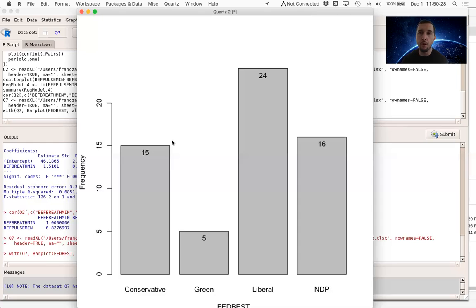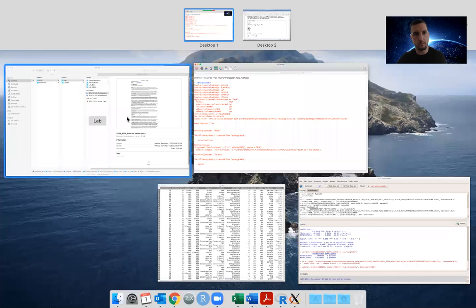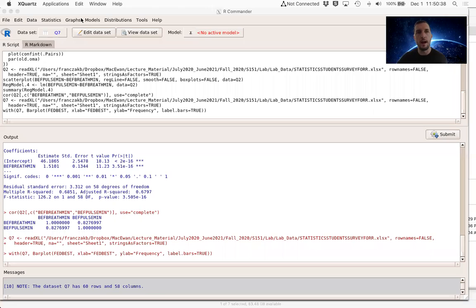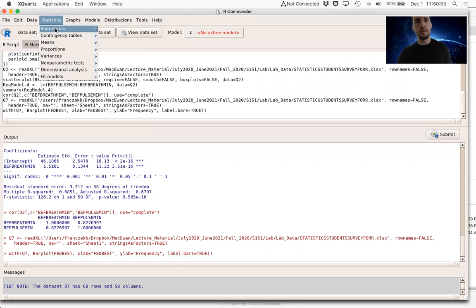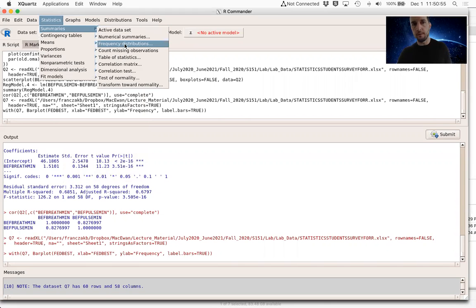All right, so we have the bar graph and the pie chart, or the bar chart and the pie graph, however it's said in R Commander. They're both found through the same thing: graphs, and then bar graph or pie chart. We only use those, again, when the data is qualitative, which is what we have here. If we want to summarize the information, we go summaries, and then frequency distributions.